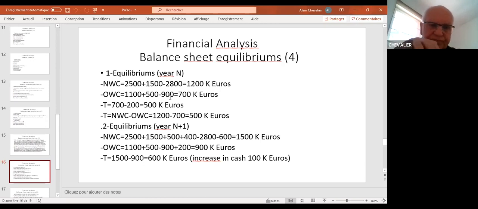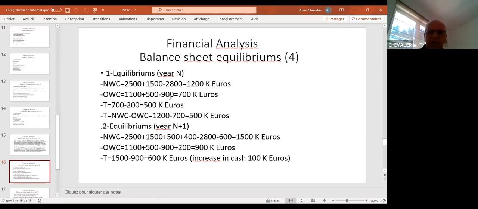So, of course, you remember what we did on the static relations between the treasury position, the net working capital, and the OWC, and we get T here is equal to 700 minus 200, equal 500k euros. That means there is an excess cash position, a positive position of cash of 500k euros, if you take into account, to make the calculation, the cash which is available in the bank account in the balance sheet and the level of the short-term financial debts.